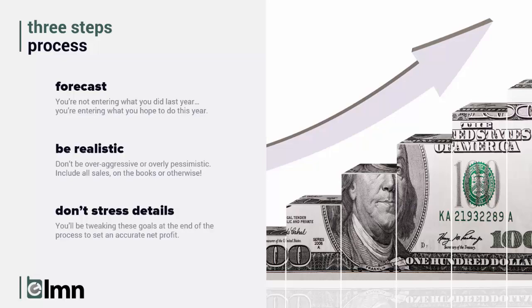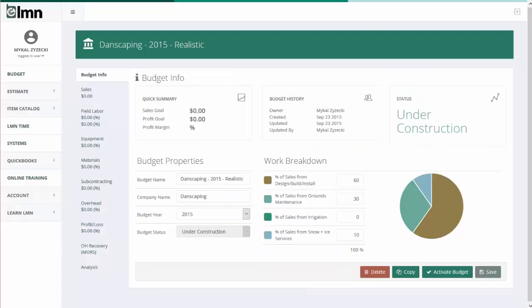Let's dive right in now to learn how to build our first sales budget. I'm going to start here from the last screen we left off on in our previous video, the budget information screen. When you create your first budget, this is the screen you're on. To get to your sales budget, what you're going to want to do is click on the sales tab on the left-hand side here. But there's a little tip before you even do that.